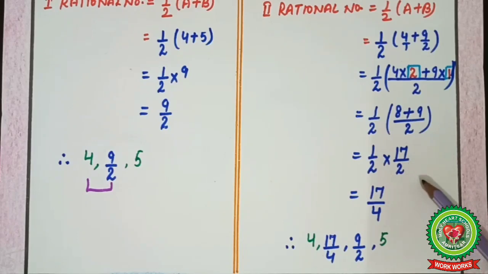Now you will see whether the cutting is possible. If it is possible, you can cut them. Otherwise, you will multiply as it is and write the answer. 1 into 17 will be 17 and 2 into 2 will be 4.